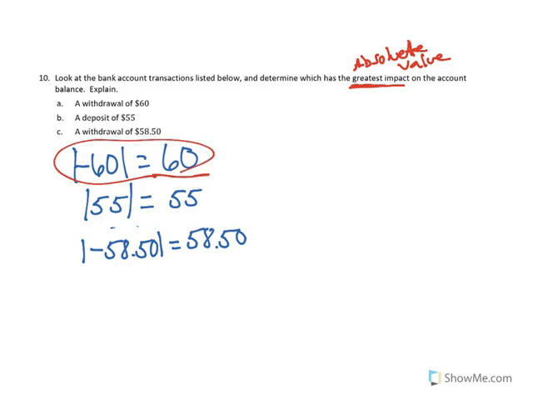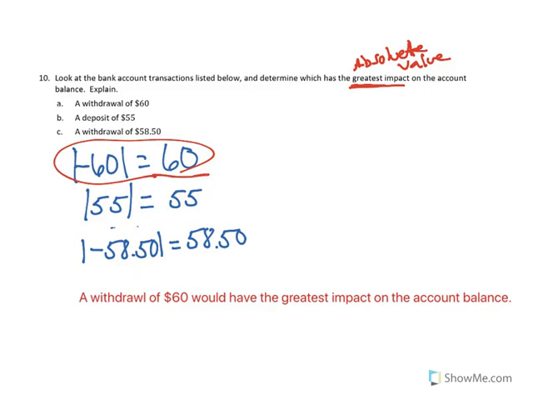So if we go back to what this one is when we're writing our answer down, we would have to say that a withdrawal of $60 would have the greatest impact on the account balance. All I've done was I took the information and I rewrote it with the information they gave me. And that was my explanation. Well, part of the explanation is the work we did right here too.